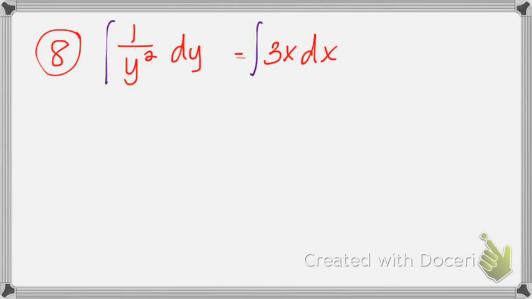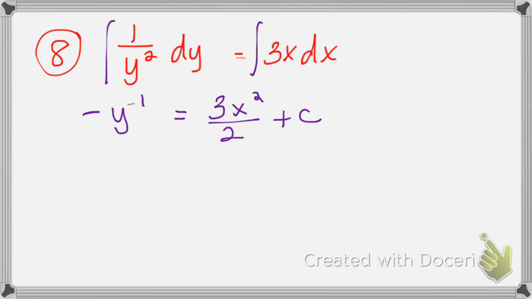Almost finished. Alright, this one's nice because it already has the dy's together and the dx's together. So I'm just going to take the antiderivative on both sides. The antiderivative of 1 over y squared, so that would be y to the negative 2. If I add 1, I get negative y to the negative 1. And then over here I get 3x squared over 2 plus c.